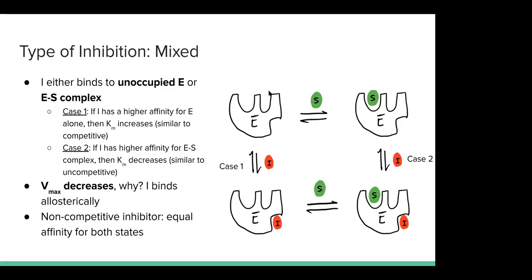So this inhibitor will actually decrease the enzyme's affinity for the substrate, similar to competitive inhibition. In case two, where the inhibitor has a higher affinity for the enzyme substrate complex, it will decrease the Km because, as we mentioned, it's increasing the apparent affinity of the enzyme for the substrate. In both cases, Vmax is decreasing because the inhibitor is binding allosterically. Whenever you see that, you should think that the substrate can't outcompete it because they're not competing for the same binding site. So that's why Vmax decreases.